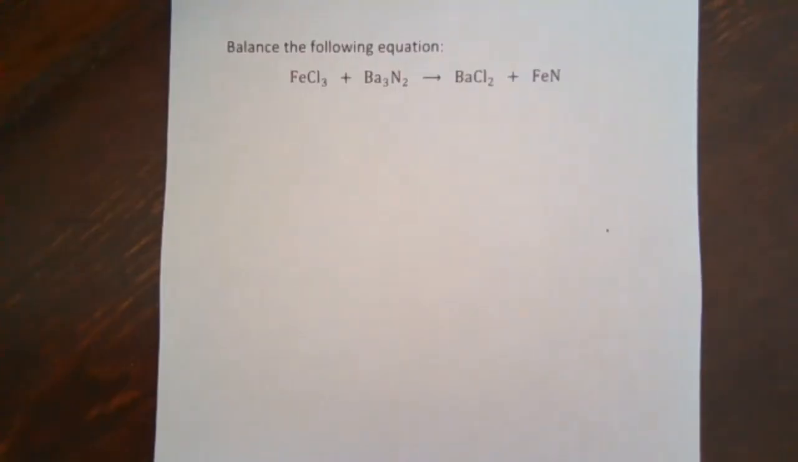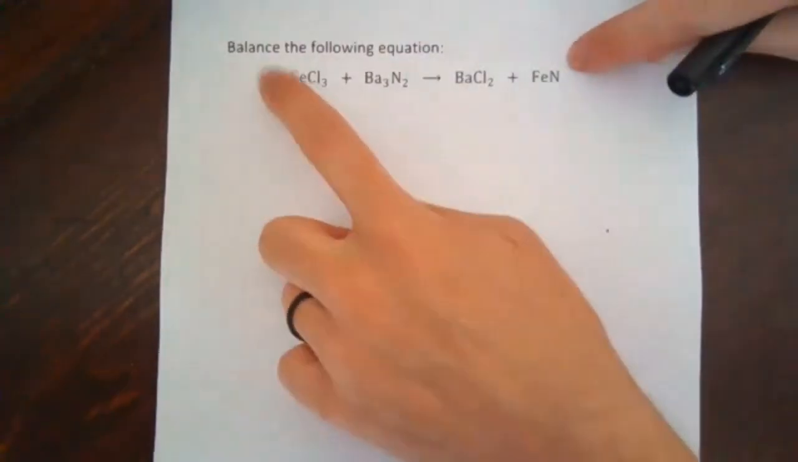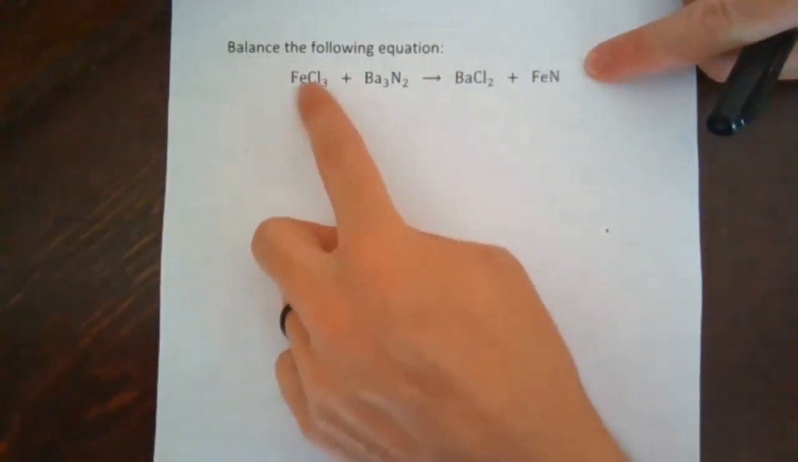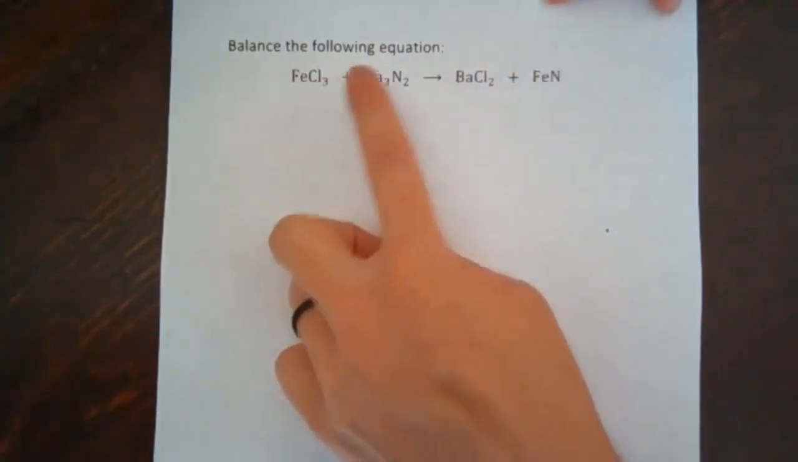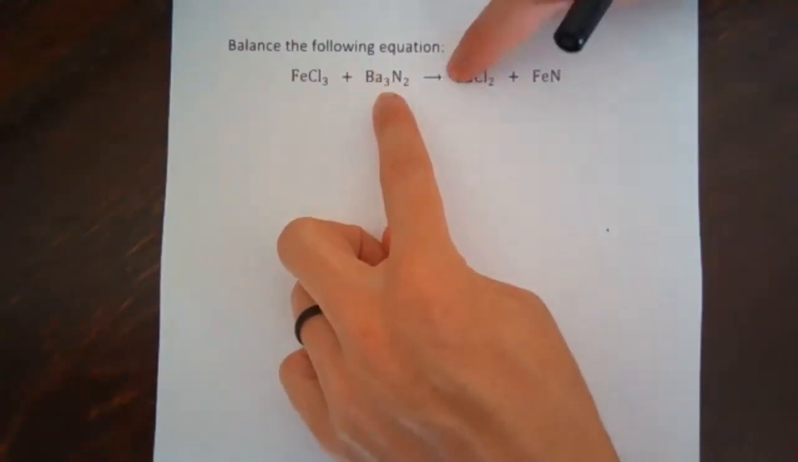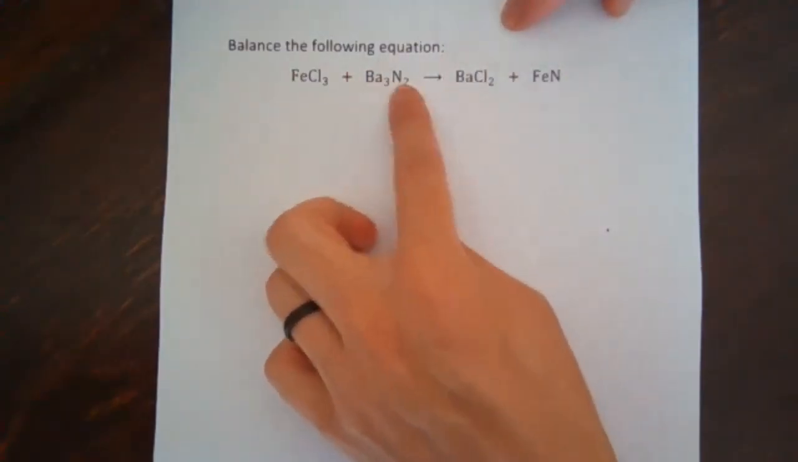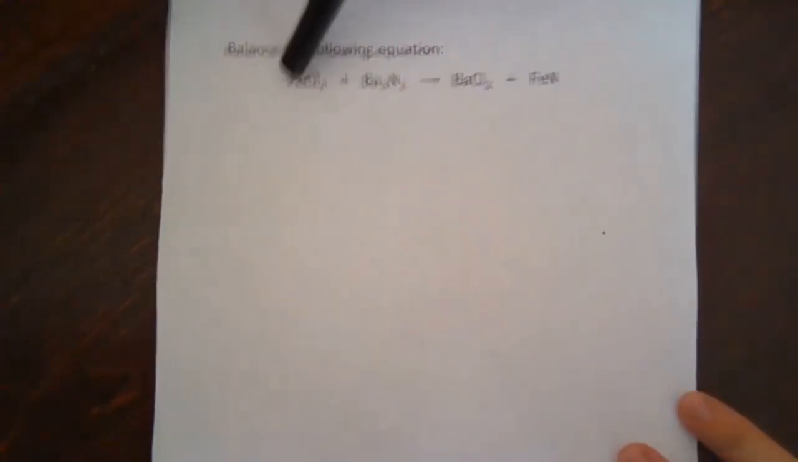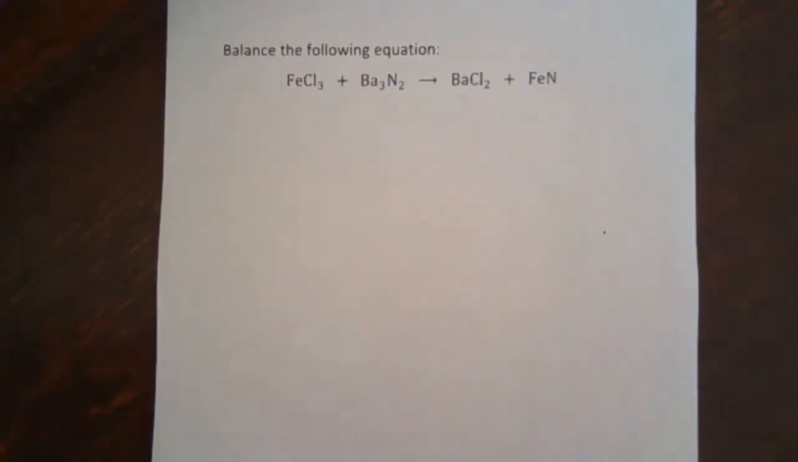Again, we're going to work one atom type at a time. If we look, Fe in one reactant, Fe in one product, chlorine, one reactant, chlorine, one product, barium, one reactant, barium, one product, nitrogen, one reactant, nitrogen, one product. So there's nothing that's a bad choice. We're just going to work our way left to right. So I'm going to start with Fe, which is iron.